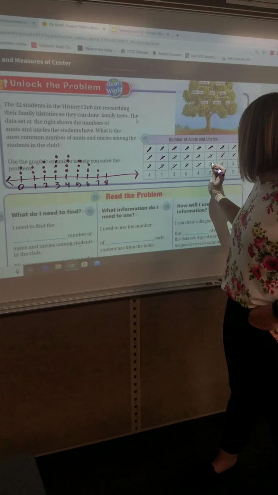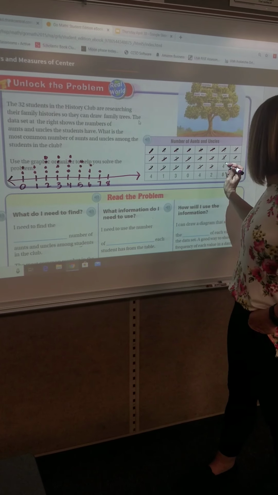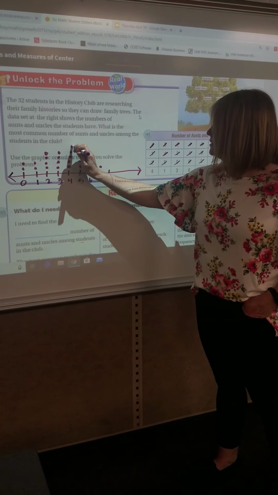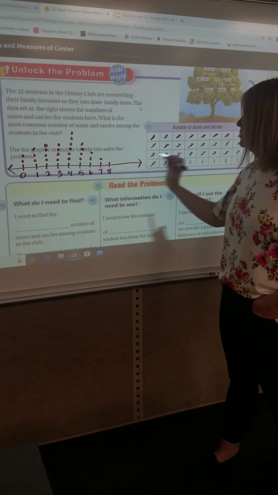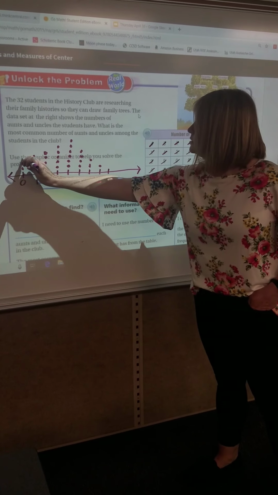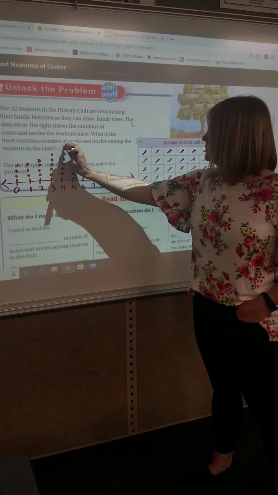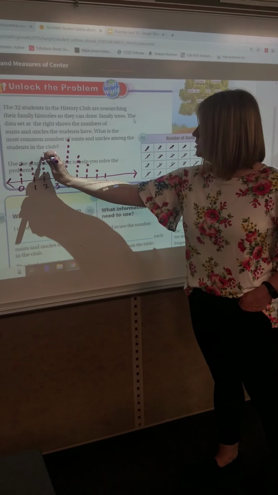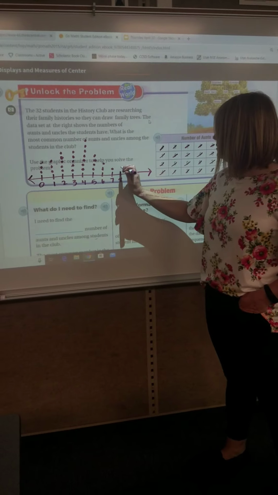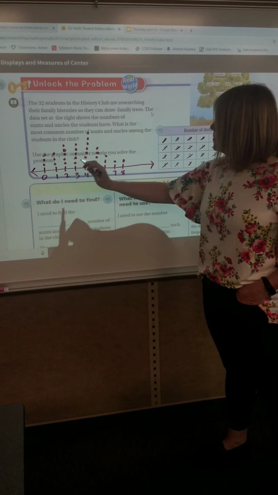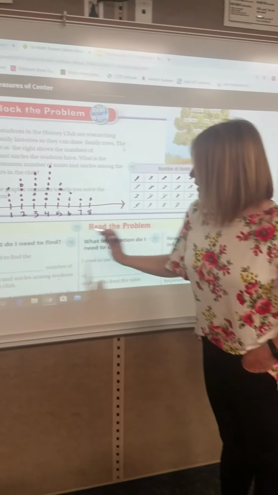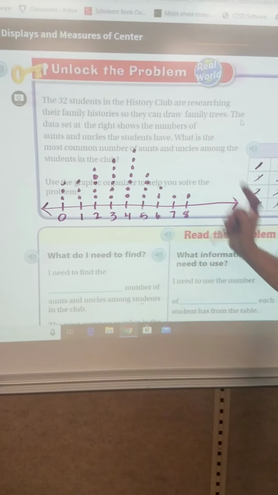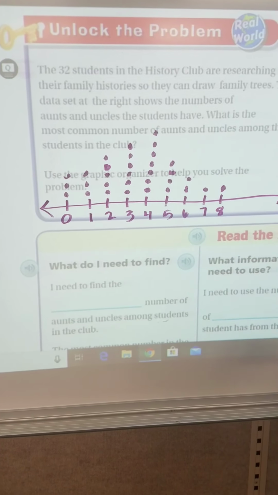Ooh, 3's catching up. 2's catching up. Whoa, 4 is running away with it. Ooh, close. Okay, but it's really easy, boys and girls, to look at that and see easily the most common number of aunts and uncles is 4.